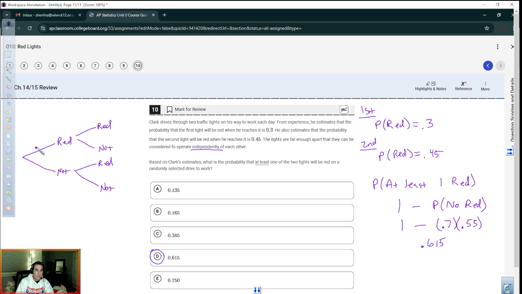Chance of it being red on the first light, 0.3. Chance of it not being red, 0.7. Second light, chance of it being red, 0.45. Chance of it not being red, 0.55. Notice that these are the same, 0.45, 0.55, because they told you these were independent. So that is why this probability is the same as this probability. The first light did not affect the second light. So you don't see a difference in probability.